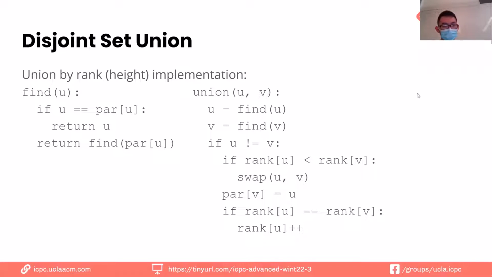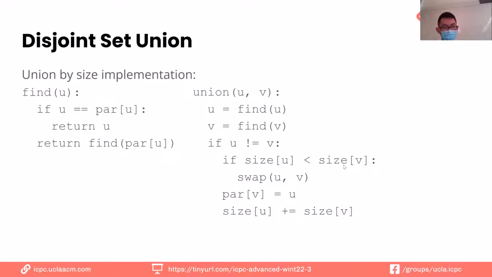So this is the union by rank implementation, and there's also an optimization called union by size, which is very similar. So instead of merging the lower rank tree to the higher rank tree, we merge the smaller size tree to the larger size tree. So it's basically the same, but instead of rank, we use size. And to update the size, we just add the size together. Yeah, and this is also O(log n), but it's easier to implement.